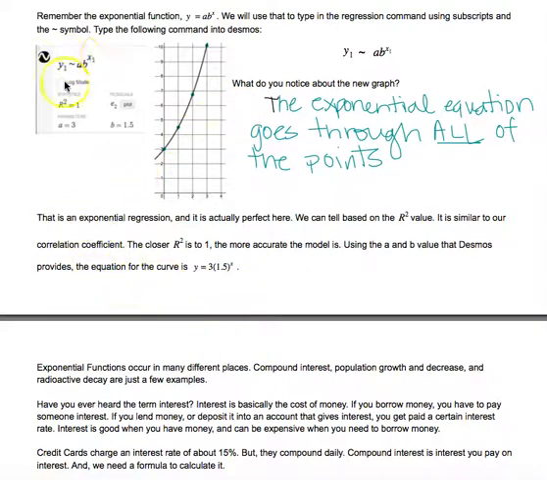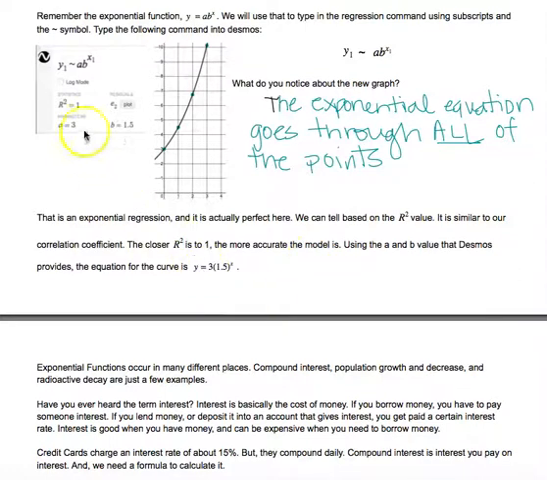So we ran an exponential regression with our Desmos calculator. It was a perfect fit. The other way that we can tell whether something is a perfect fit or not with exponential regression, or even just if it's a good fit and not necessarily a perfect fit, is based on the r² value. With linear regression, we looked at the r value. With exponential, we're going to look at r². So the closer r² is to 1, the better and more accurate that model is.